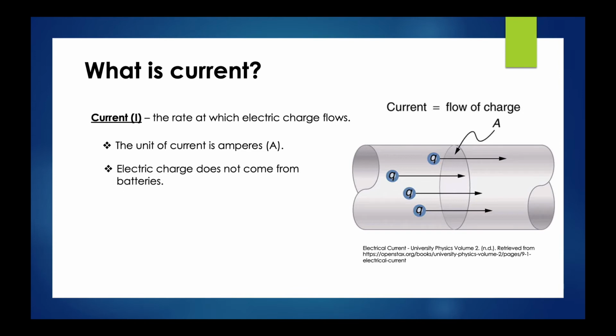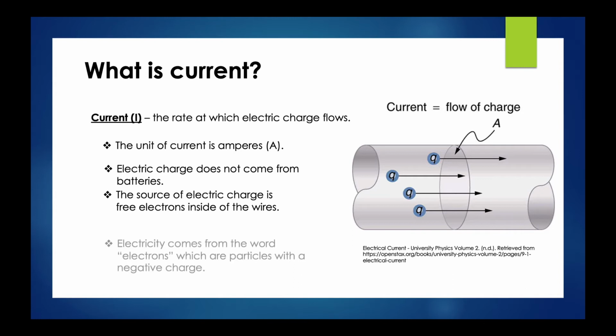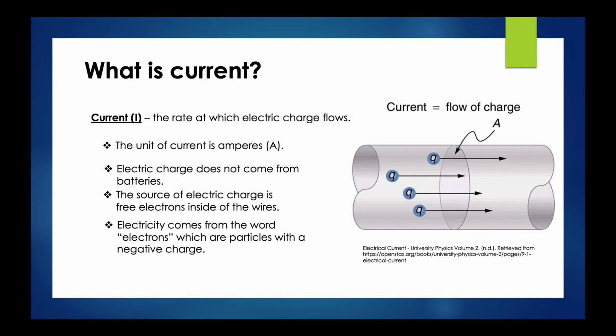And it is important to understand that electric charge does not come from batteries. Electric charge actually comes from free electrons that are inside of the wires. Wires are made of metals. Metals have many free electrons that are available to do work. And so the source of the electric charge actually comes from the wires and not the battery. And electricity actually comes from the word electrons, which are particles that have a negative charge.